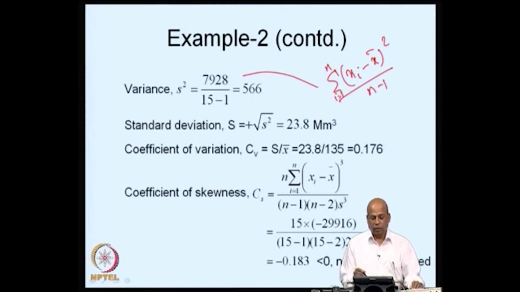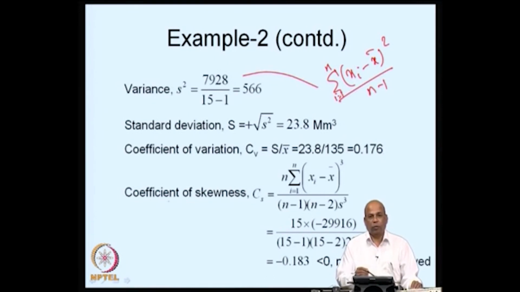Similarly, then you take the standard deviation, which is the positive square root of the variance, you get 23.8 million cubic meters. Then we get the coefficient of variation, which is s by x bar. Recall that we define the coefficient of variation to obtain a unitless measure of the spread or the deviation. So, you get s by x bar as 0.176.